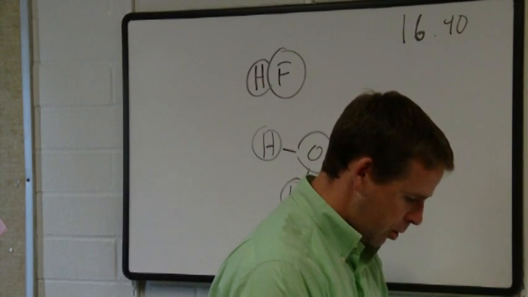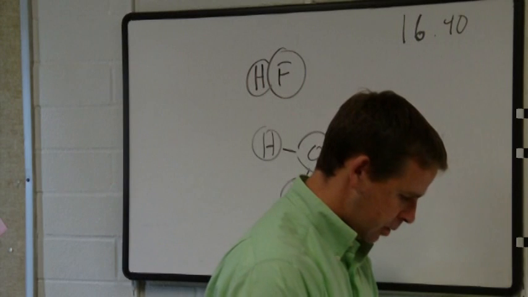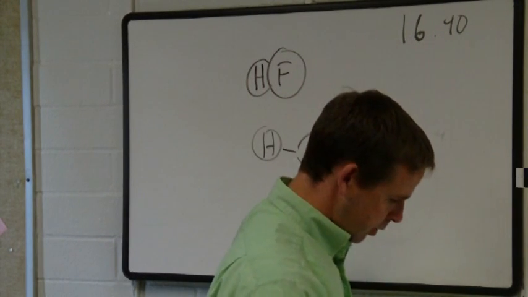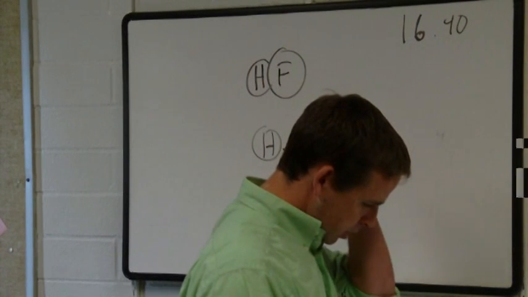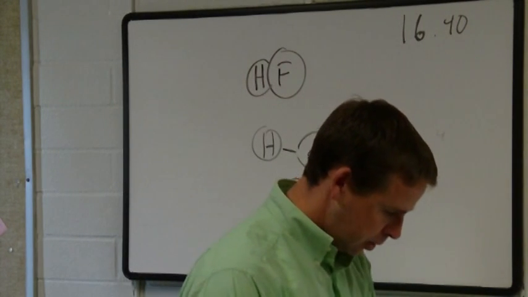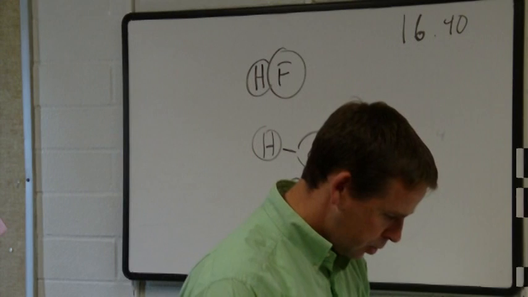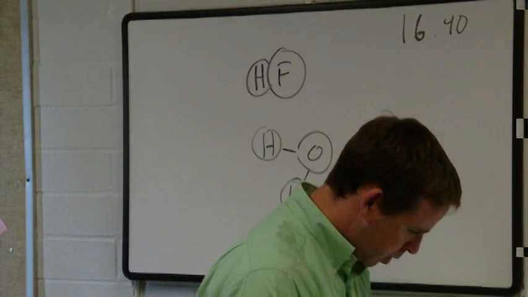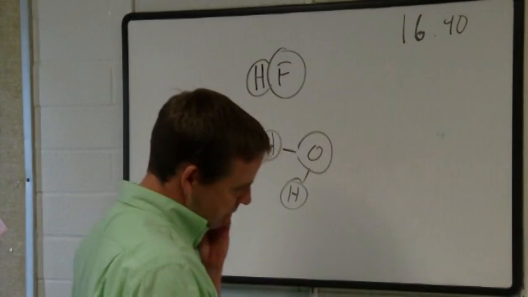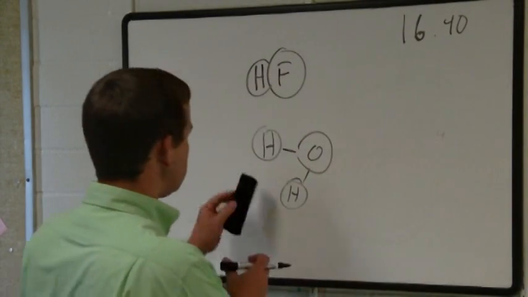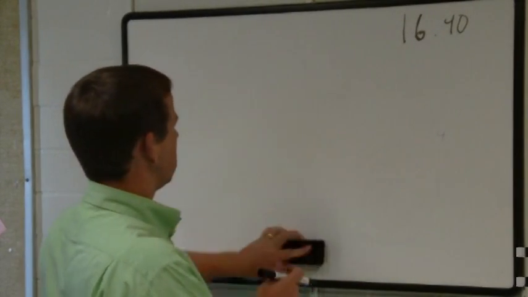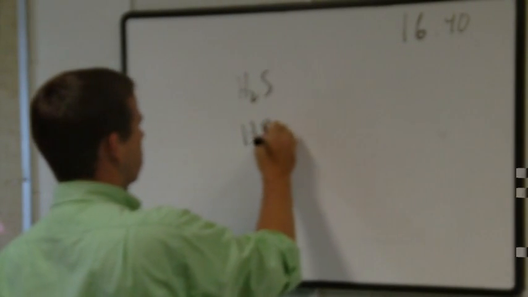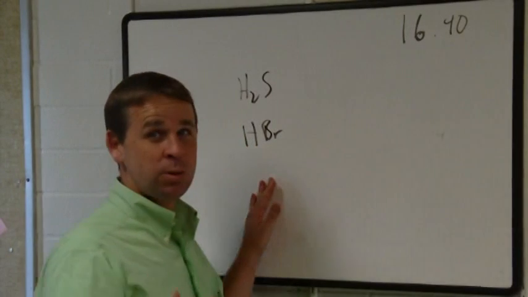Water is barely an acid, right? It can act acidic to a degree, but not to any significant degree. So hydrogen fluoride is a weak acid, and it's going to be stronger. Okay. The last pair is what? H2S or HBr? Well, that one's easy because we know that one is a strong acid and one's a weak acid.